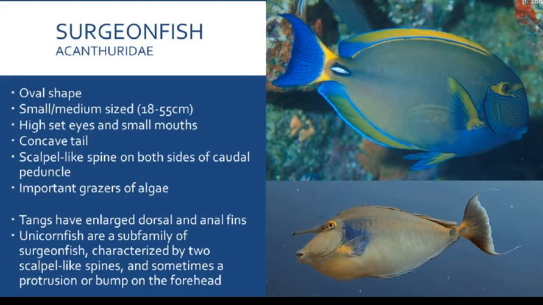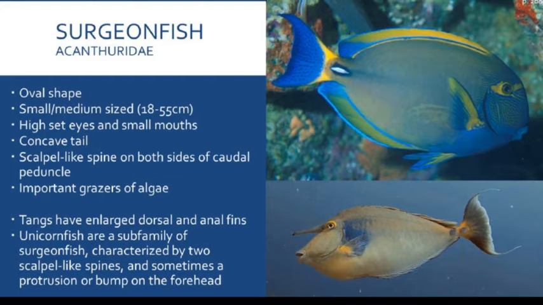Now, surgeonfish are really important on our reefs because they are grazers of algae. They eat the algae that grows on the reef, and they're like the lawnmowers, or the cows of the reef. So they keep the grass nice and short and keep everything nice and healthy.